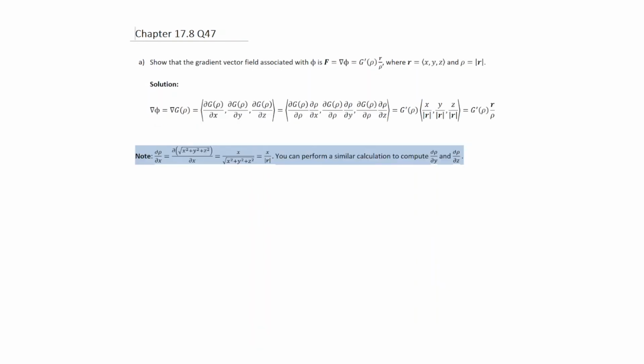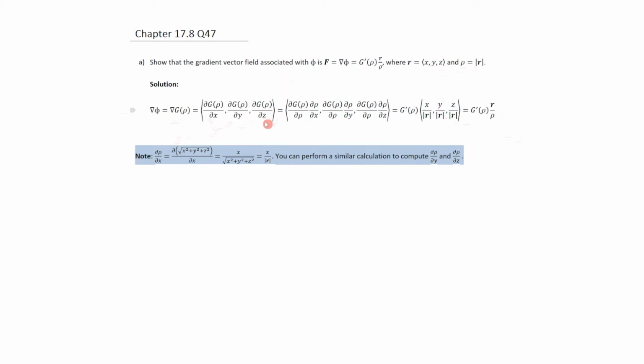All right, so part B is to show that the gradient vector field associated with phi is F equals grad phi equals G prime of rho times R over rho. R is this vector, and rho would be just the magnitude of this vector, which would be the square root of x squared plus y squared plus z squared. So the solution would be the gradient of phi, which means we're going to be taking the gradient of G with respect to rho. And the gradient of G with respect to rho, if we write this out, would be dG/dx, dG/dy, and dG/dz.